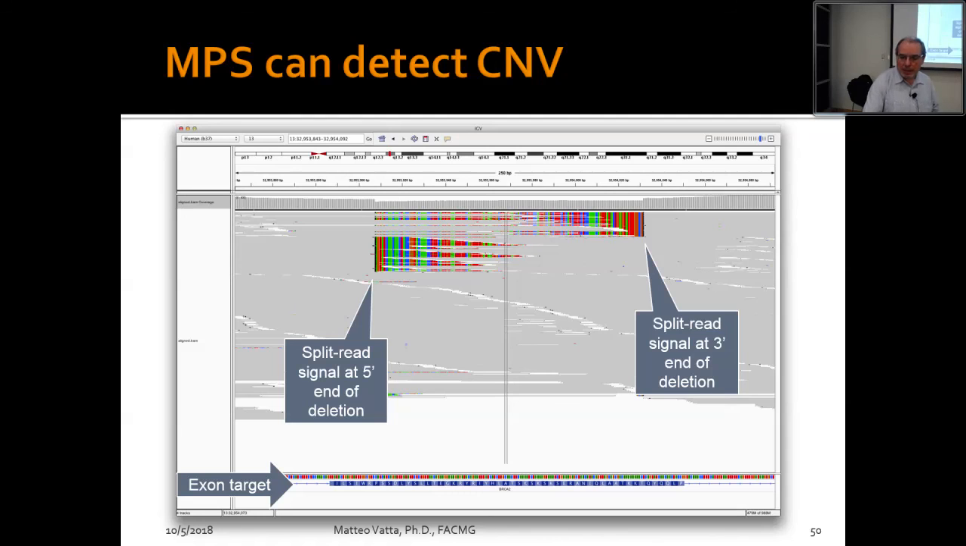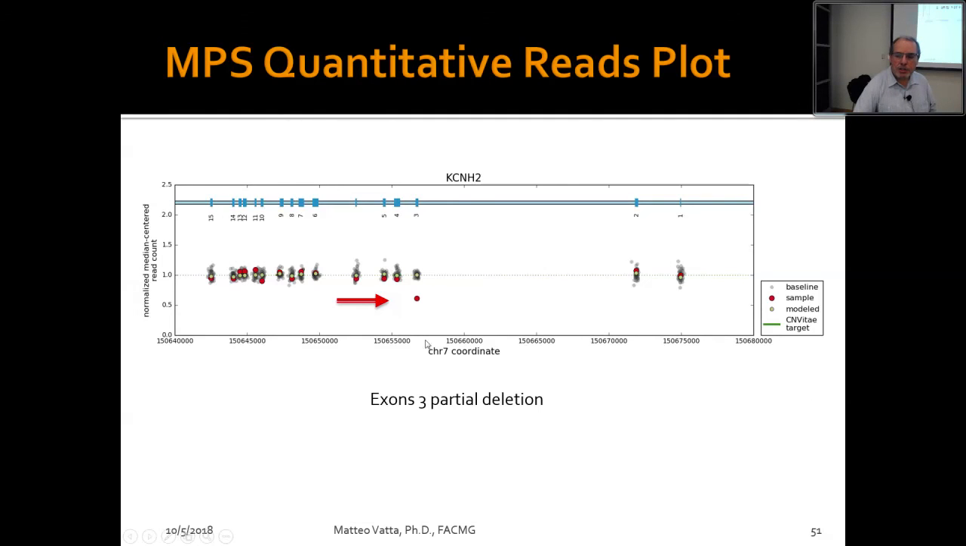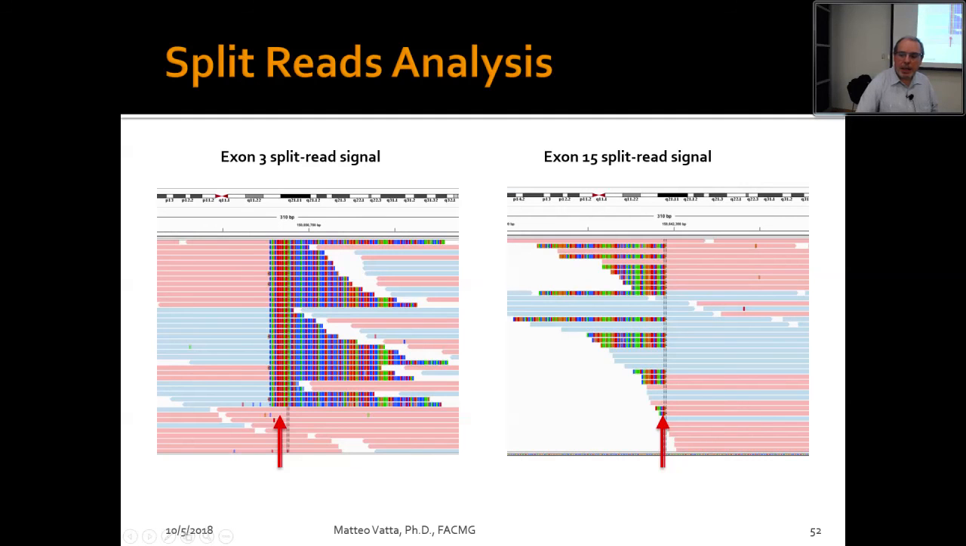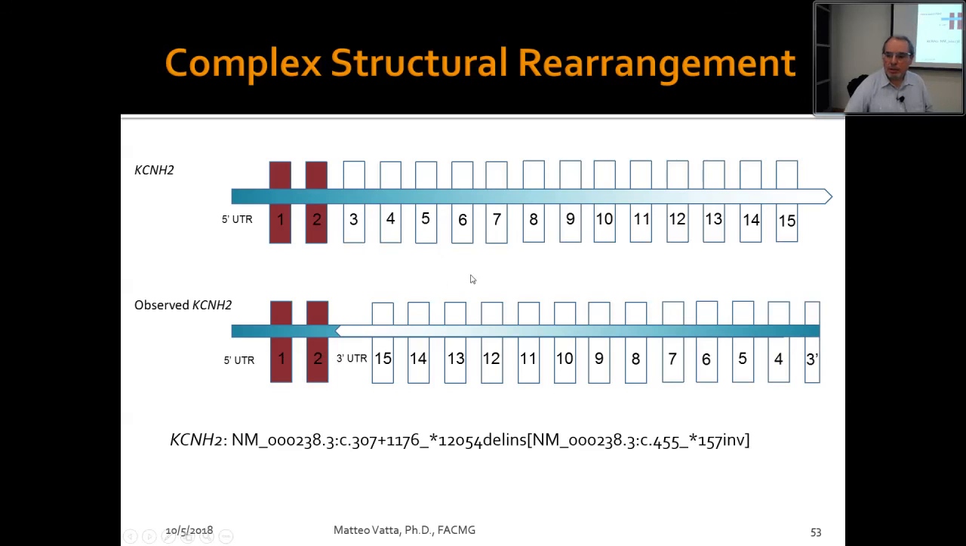So this is one example where split read analysis is utilized in order to identify a variation that leads to a partial deletion of this exon. And an accurate analysis of the split read led to the identification that, in addition to a partial deletion occurring between exon 2, intron 2 and exon 3, there is also an inversion of all the other exons. And this was done by next generation sequencing. This inversion would have been missed by MLPA, would have been missed by array CGH, would have been missed by SNP array.